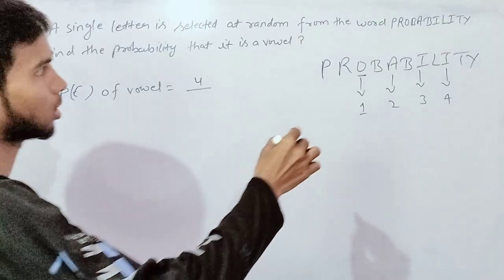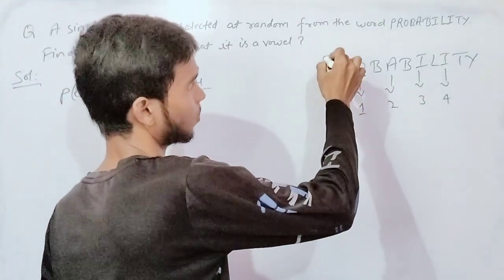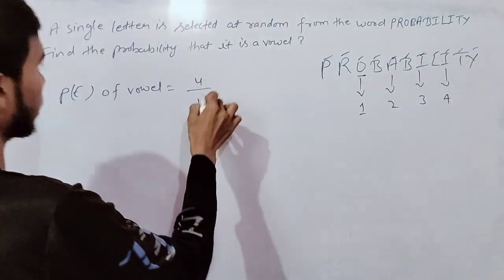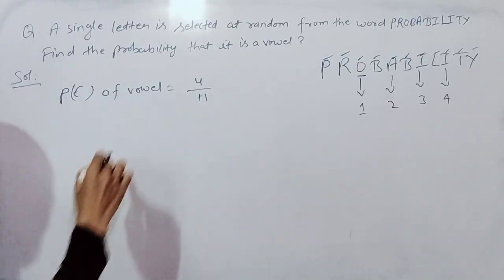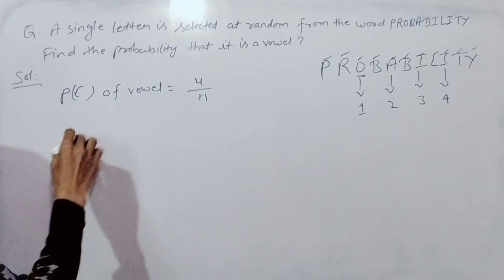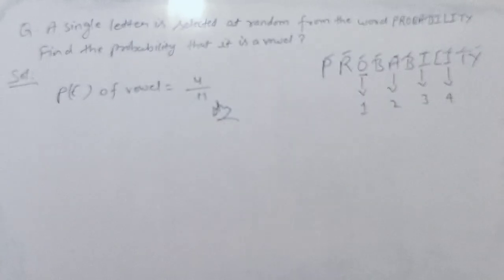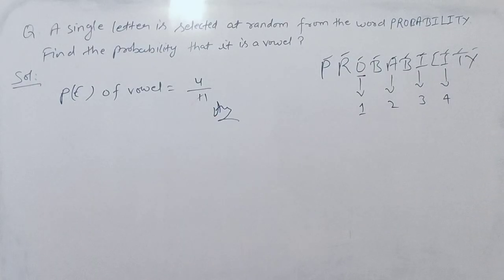4 upon the sample space of this word, which is 1, 2, 3, 4, 5, 6, 7, 8, 9, 10, 11. So 11 is the denominator. So 4 upon 11 is the probability of a vowel. After dividing 4 by 11, you will get 0 point something something. Now next question.